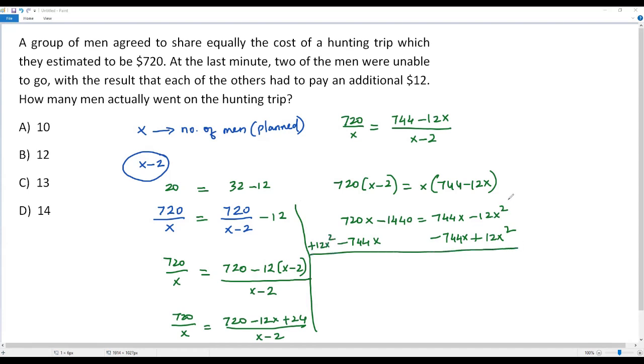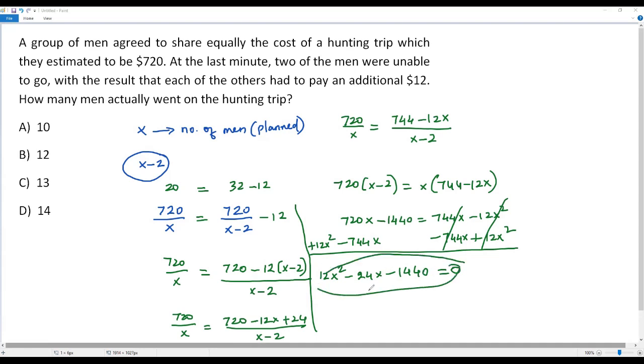Okay, here this negative value, positive value will cancel. Positive value, negative value will cancel. Then I'm getting 12x squared. Okay, here when I combine this positive 720x and negative 744x, I am getting minus 24x minus 1440 equals 0. Here we got a quadratic equation in standard form, and when I consider all the terms of this quadratic equation, all of them are multiples of 12. So we can divide each term of this quadratic equation by 12 to make the coefficients and the constant term smaller. Okay, let me divide each term by 12.